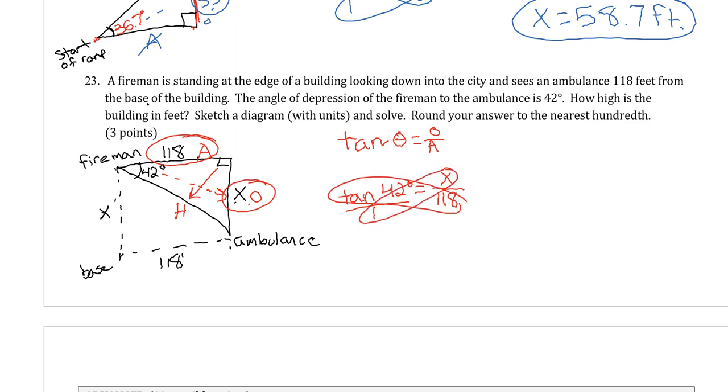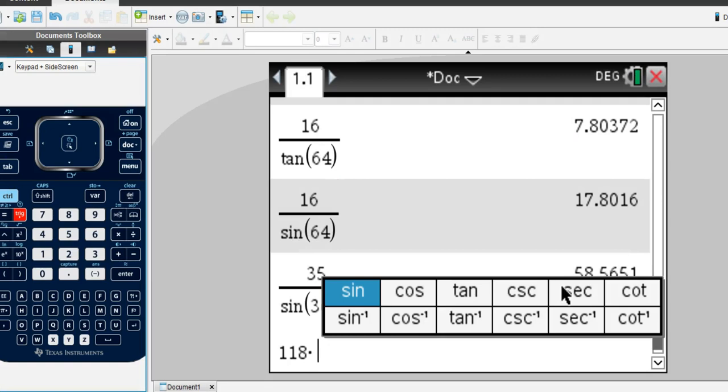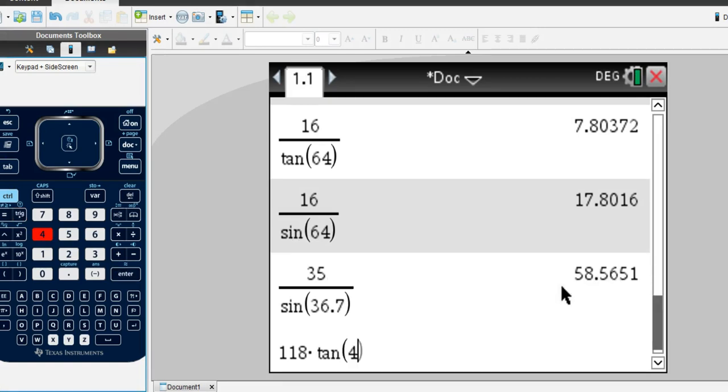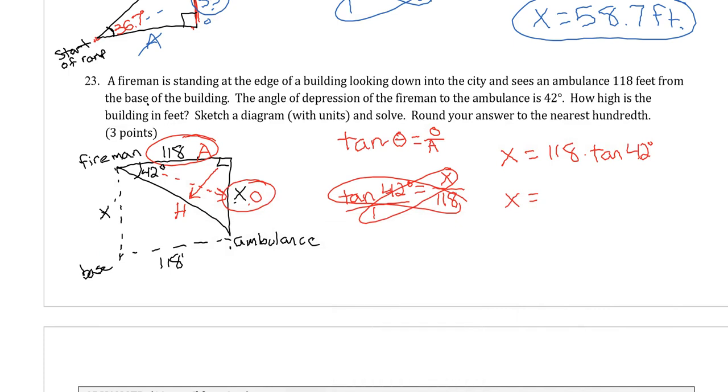Okay. So I have x times 1, which is x, equals 118 times the tangent of 42 degrees. Right? And for this one, x is already by itself. I just have to type that into my calculator. And I get 106.2, also feet. Great.